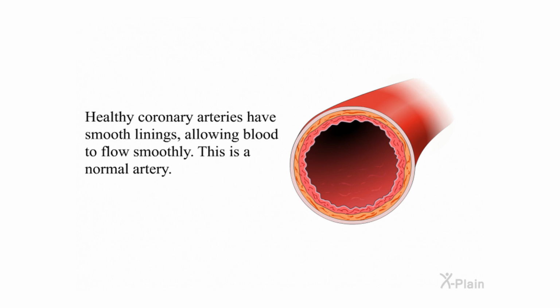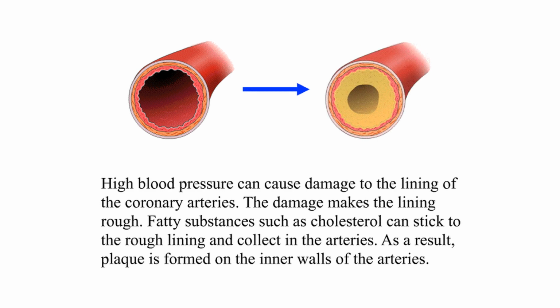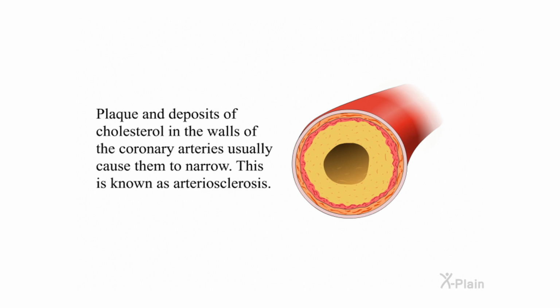Narrowing of the coronary arteries. Healthy coronary arteries have smooth linings, allowing blood to flow smoothly. This is a normal artery. High blood pressure can cause damage to the lining of the coronary arteries. The damage makes the lining rough. Fatty substances, such as cholesterol, can stick to the rough lining and collect in the arteries. As a result, plaque is formed on the inner walls of the arteries. Plaque and deposits of cholesterol in the walls of the coronary arteries usually cause them to narrow. This is known as arteriosclerosis.